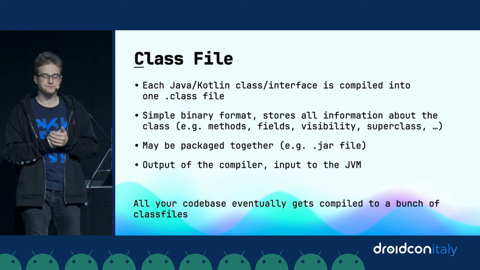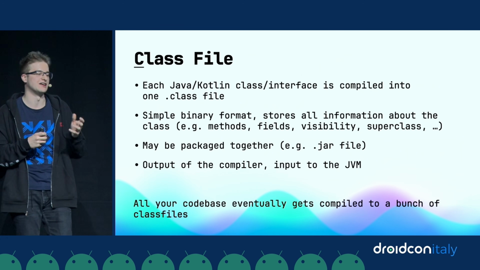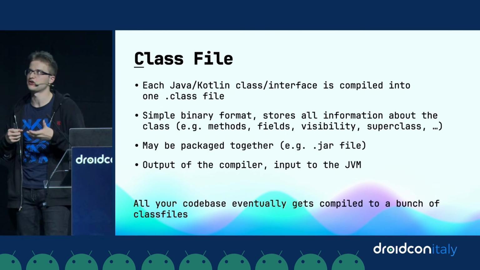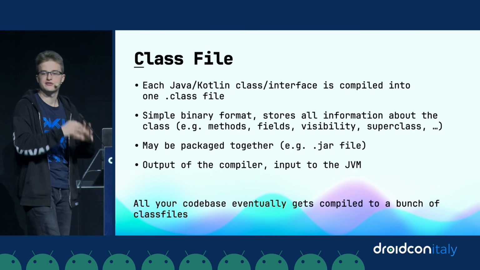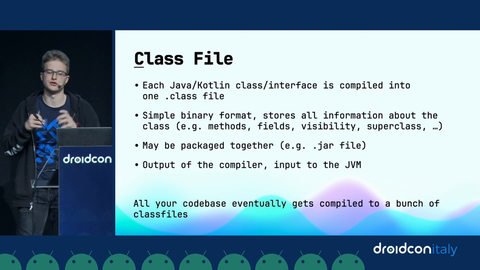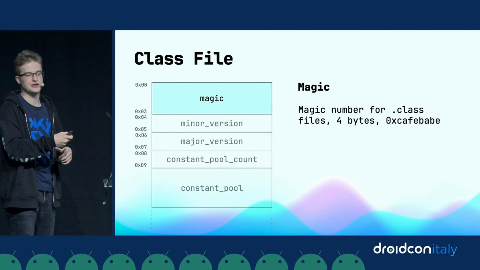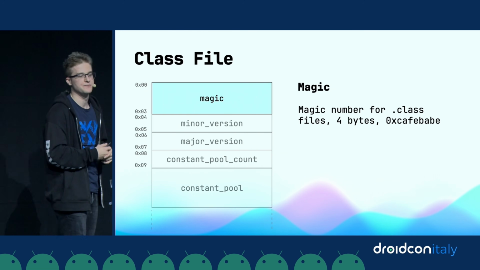Okay. Now, the main thing that is given in the specification is the class file. A class file is just either a class or an interface which gets compiled. It contains all the information that the JVM needs to run it. And it's actually really simple in binary structure. So we can actually look at the fields. There are not too many, and it gives you a better idea.